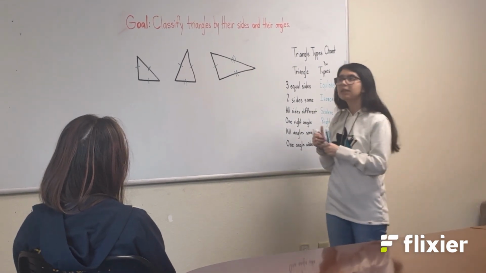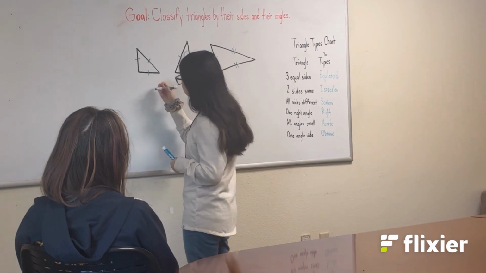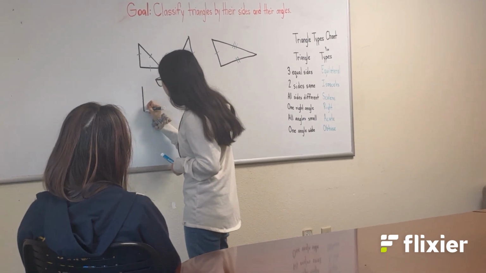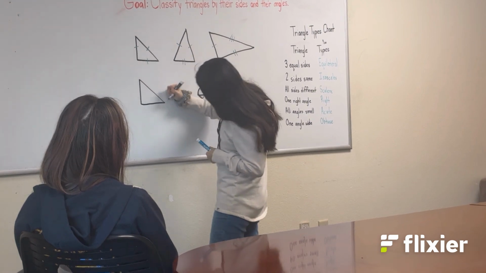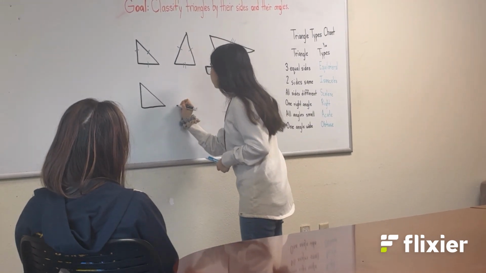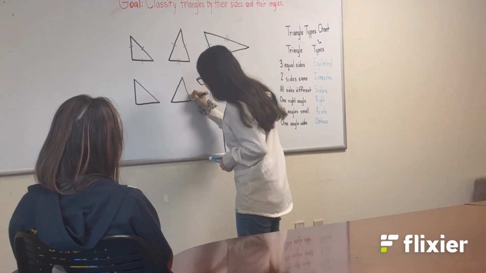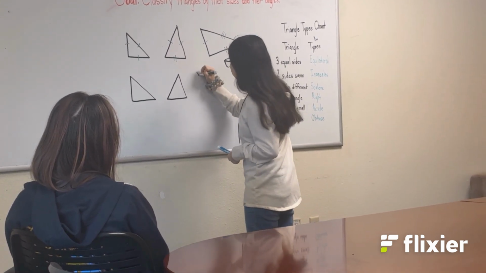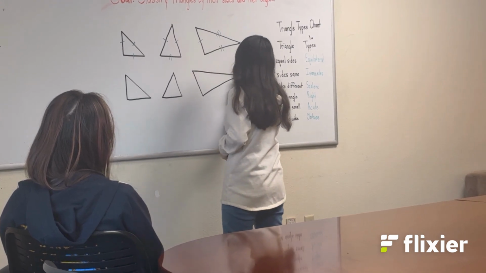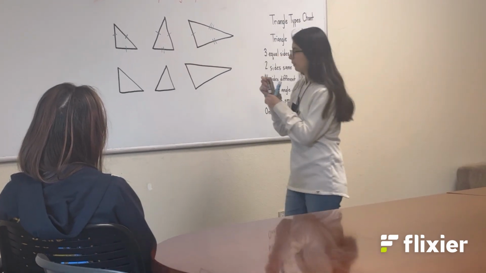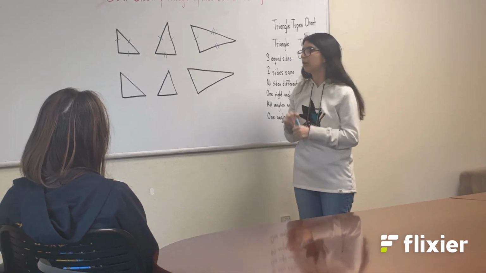And now we're going to be classifying them by their angles. So let me begin that. Now we will first begin with the right triangle.